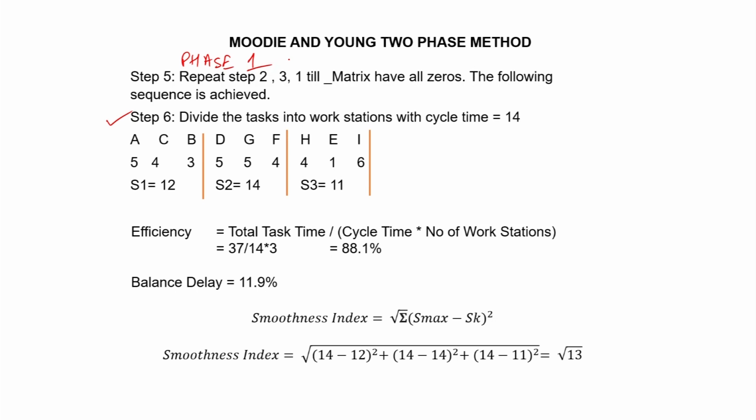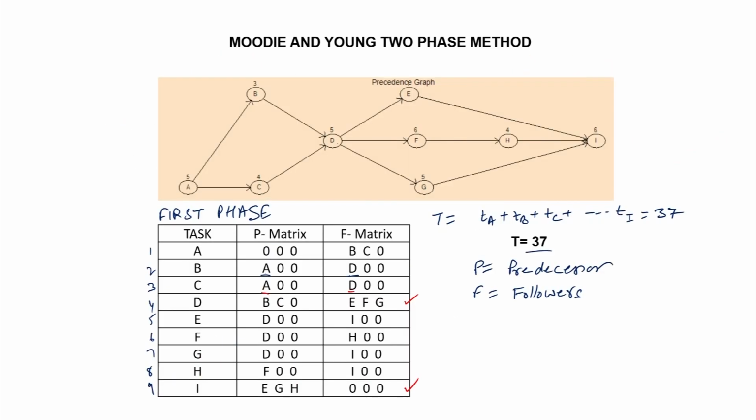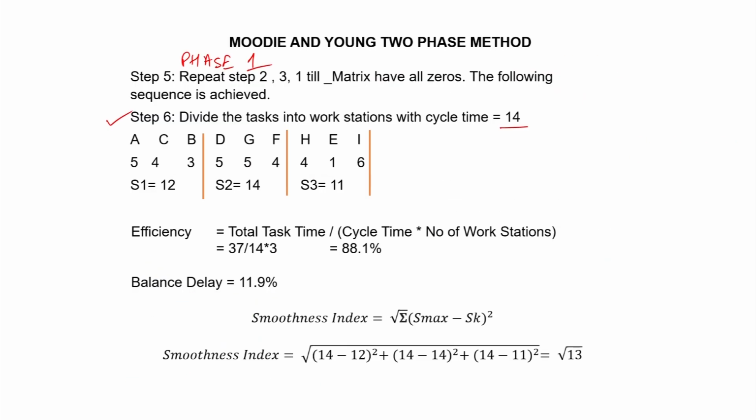In step 6, we divide the task into workstations with cycle time of 15. In this case, we have chosen this example to be balanced for a cycle time of 14. We have to balance this for a cycle time of 14 time units. So, we will see that we will write the timing element.